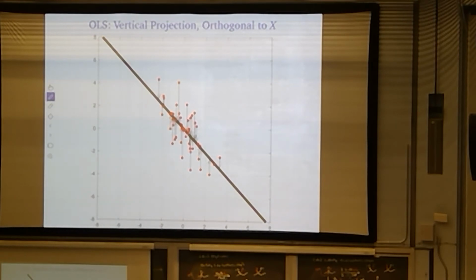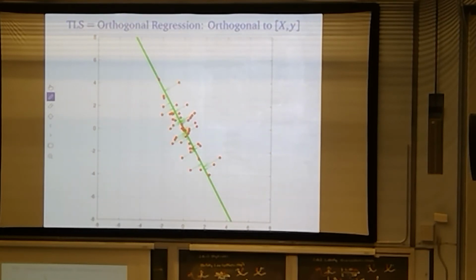OLS is trying to minimize the difference between y and y hat. Once I find the optimal line, this black line is the best OLS solution. All the vertical prediction errors are the smallest by the least squares error criterion. You can think of this as a vertical projection of all the points. Why vertical projection? You can understand it from this, but more importantly, this direction is orthogonal to x.